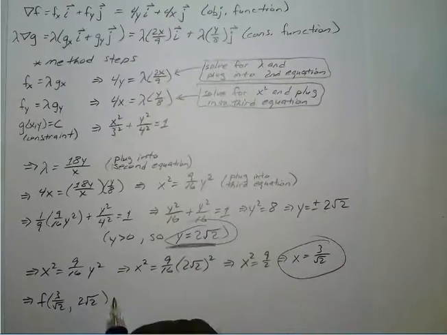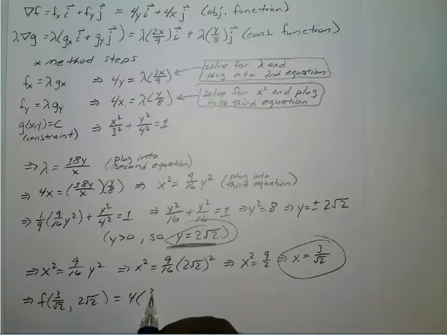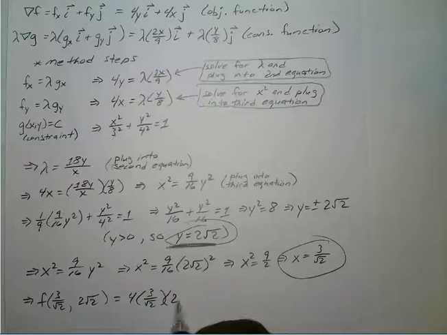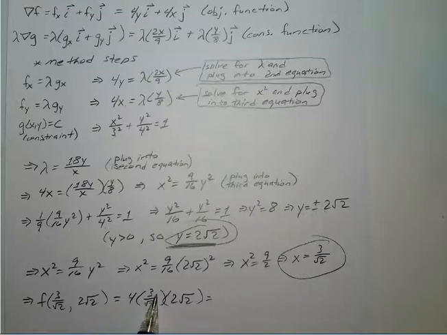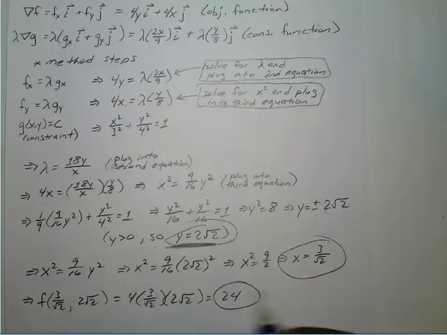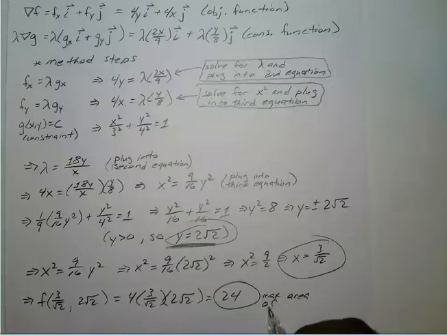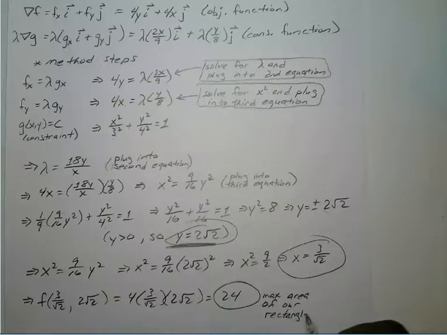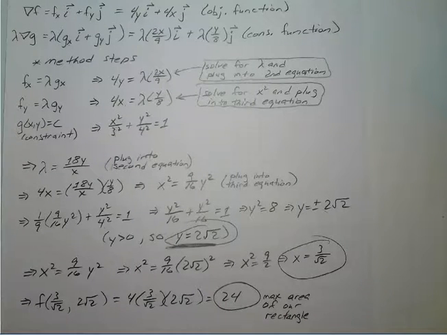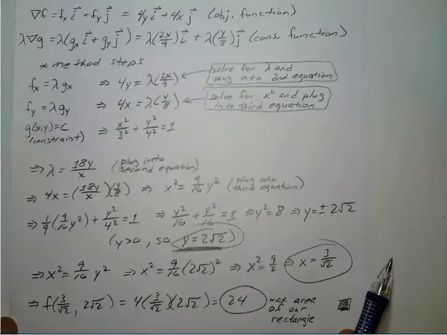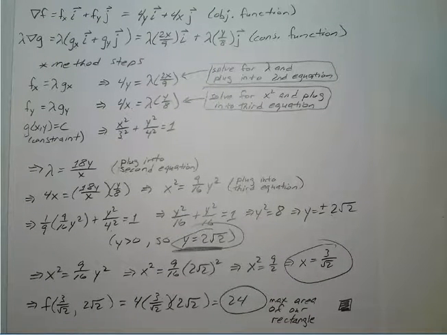Move that up a little bit. There we go. f is equal to 4 times x, 3 over square root of 2, times y, which is 2 square root of 2. The square root of 2's cancel out, so you have 4 times 3 is 12, times 2 is 24. So that's the maximum area of our rectangle. Considering that was the equation from when we first introduced it, that would be your maximum area.